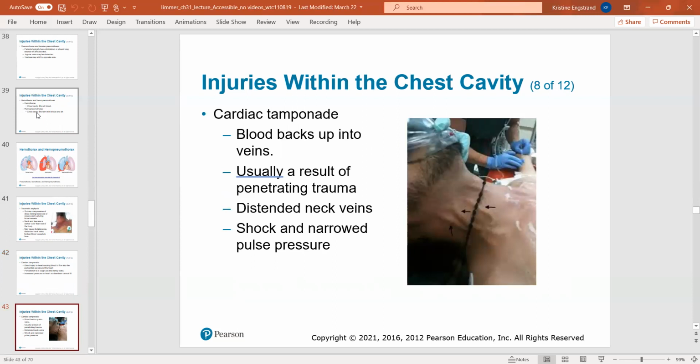So there it is, our telltale sign. There's your JVD, jugular vein distension. It shouldn't be sticking out like that. The patient is going to exhibit shock signs. The blood will start backing up into the veins because it has nowhere to go. Narrowed pulse pressures just means you're going to watch your blood pressure, and the difference between the top and the bottom is going to start getting closer together. So not a good day for this patient. He needs a surgeon.